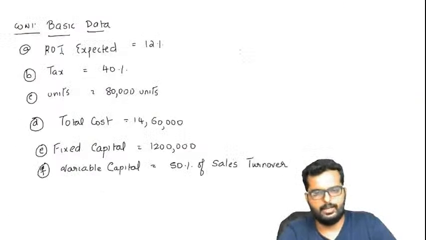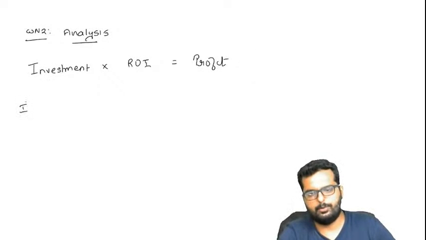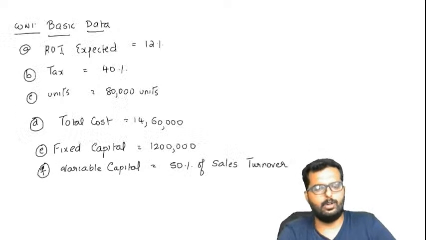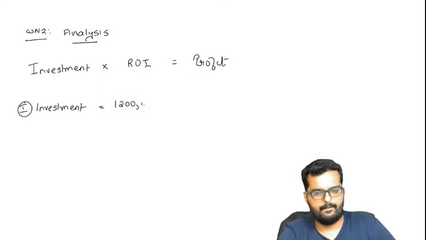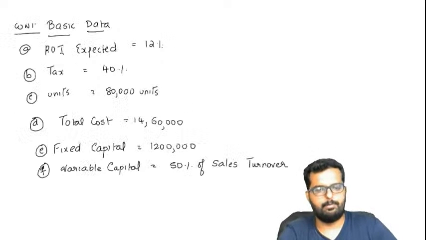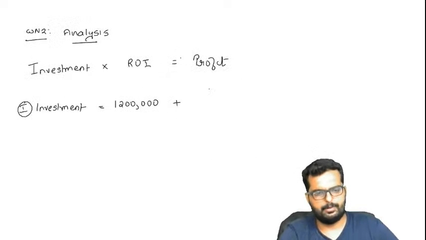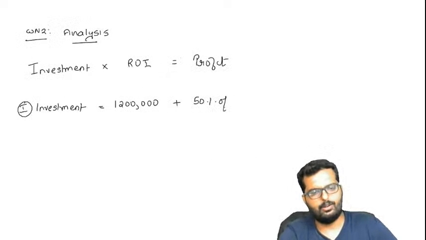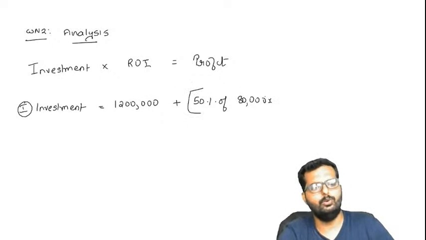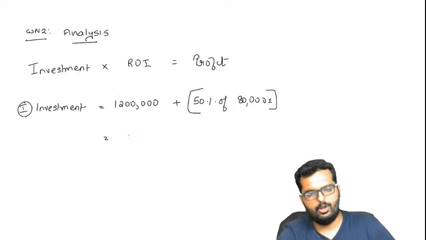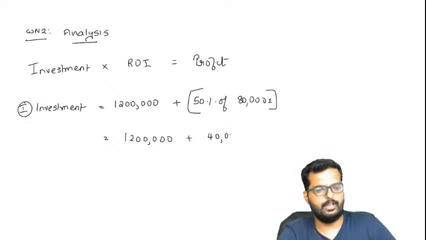So what I'll do is, let me take the investment part first. I'll put Roman number 1. Investment would turn out to be 12 lakh plus how much percent of sales turnover? 50%. So can I take it as 50% of 80,000 X? So 80,000 X is going to be your total sale value. X is going to be your selling price. Or this would be nothing but 12 lakh plus 40,000 X is going to be your investment.